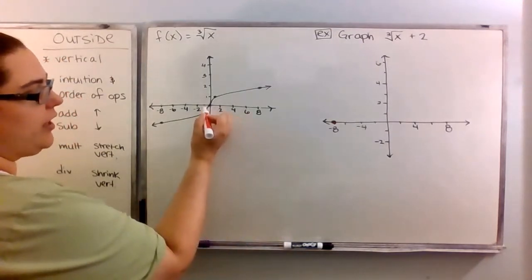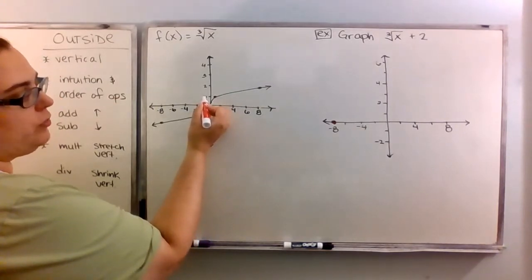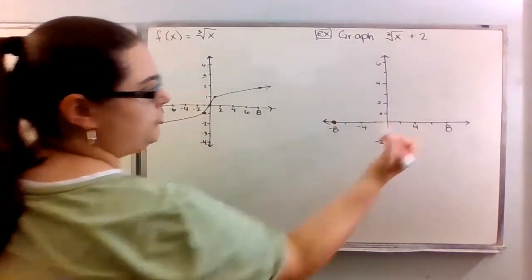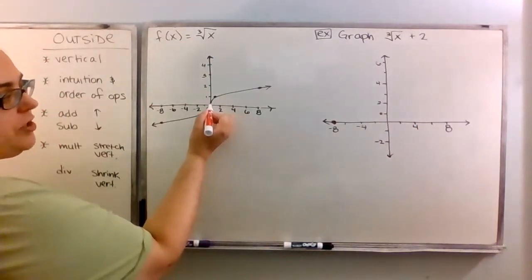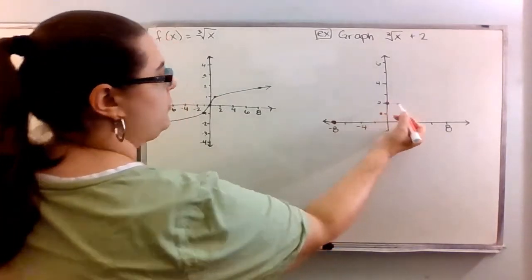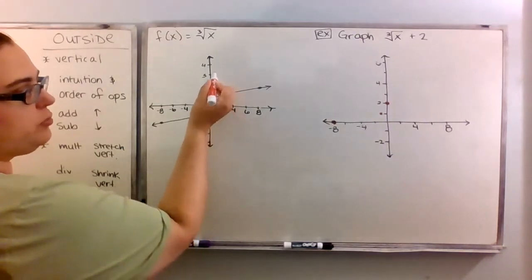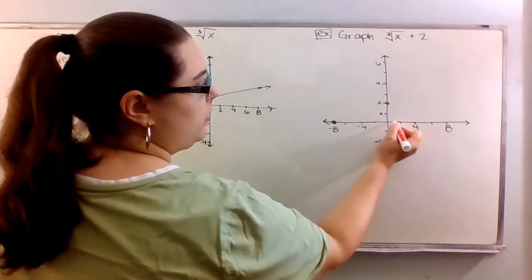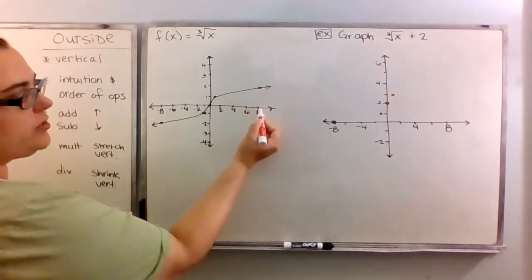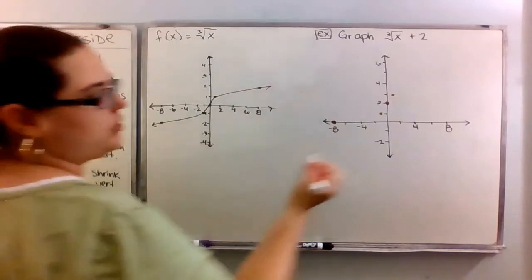So here I have the point -1, -1. If I shift it up 2, I'm now at -1, 1. So I'm going to go over to -1, 1. This point at 0, 0, when I shift it up 2, becomes 0, 2. This point at 1, 1, shifted up 2, becomes the point 1, 3. 1 is here. So 1, 3. And then my last nice point was at 8, 2. And if I shift it up 2, becomes 8, 4.